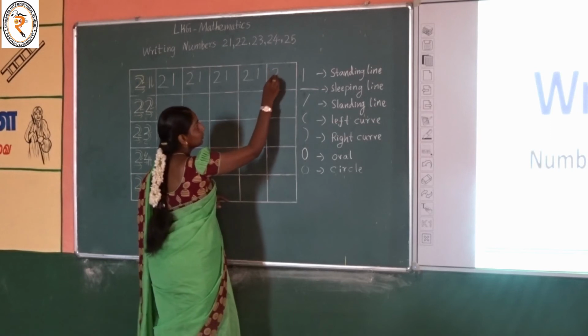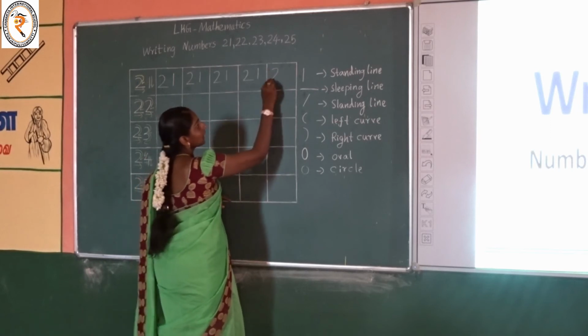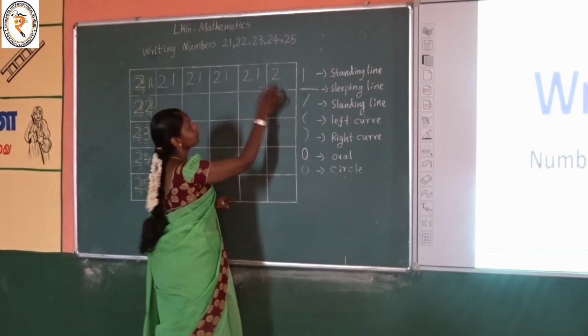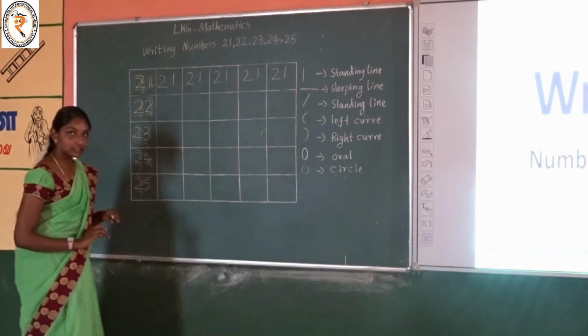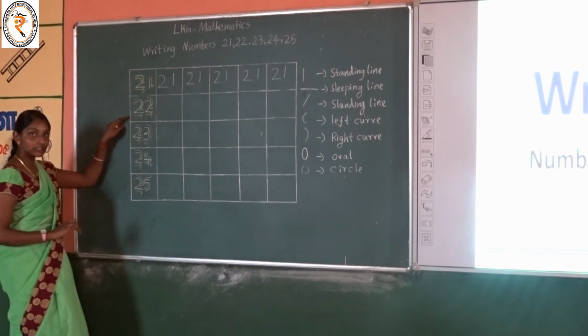For 2, put a right curve like this and end up with the sleeping line. For the number 1, put a standing line. Okay, children? Shall we move to the number 22?